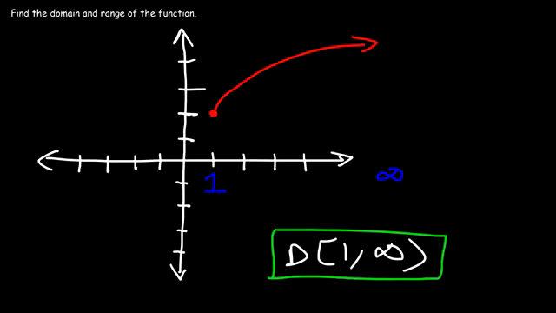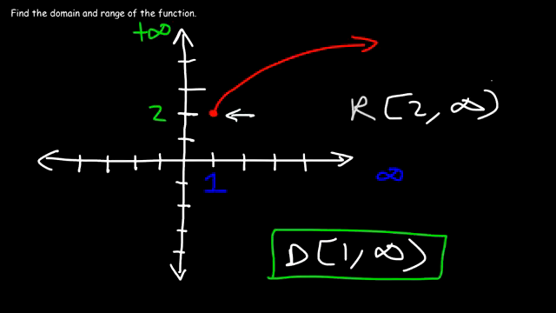Now, how about the range? The lowest y value is 2. And because of this arrow, it's going to go up and to the right indefinitely. So therefore, the highest y value technically is infinity because this doesn't end. So the range is going to be from 2 to infinity. And 2 is included because we have a closed circle.